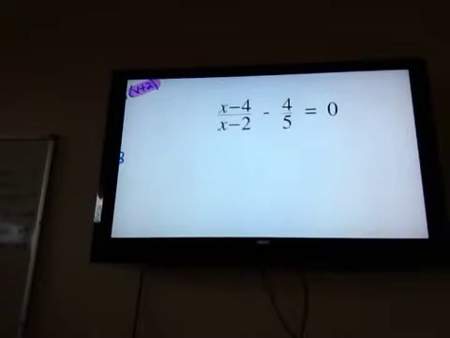Okay, my next example. My LCD is 5 times the quantity x minus 2. Again, we find our LCD just like we did when we did goal 5.2. We don't do anything different to find the LCD.